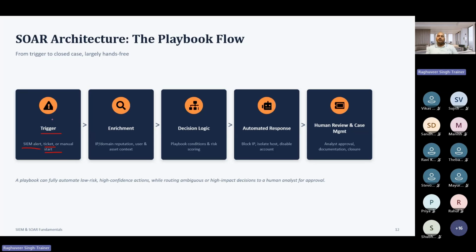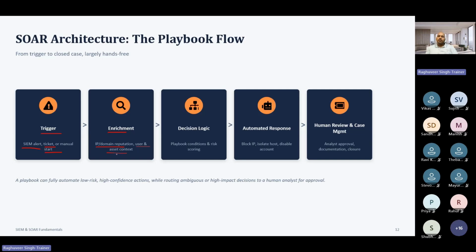So what it will do after the trigger is first collect as much data as it can. It will collect data about that IP address or domain reputation from threat intelligence feeds and open source intelligence. It will also collect data about that user and asset context, additional information about that user. As I said, it will look into the user file in the HR system and check that user's recent ratings, employment status and other information.